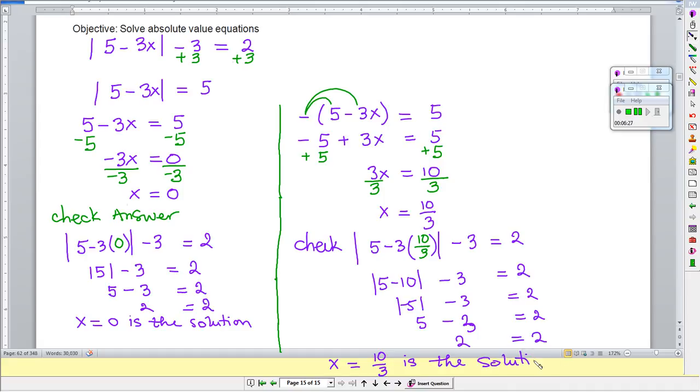So in this case, this absolute value equation gives us two solutions. I'm going to write up here my solution set. I'm going to use set notation. So open and close brackets, and this is the collection of all the x such that, and then write down my two solutions: x equals 0 or x equals 10 over 3.